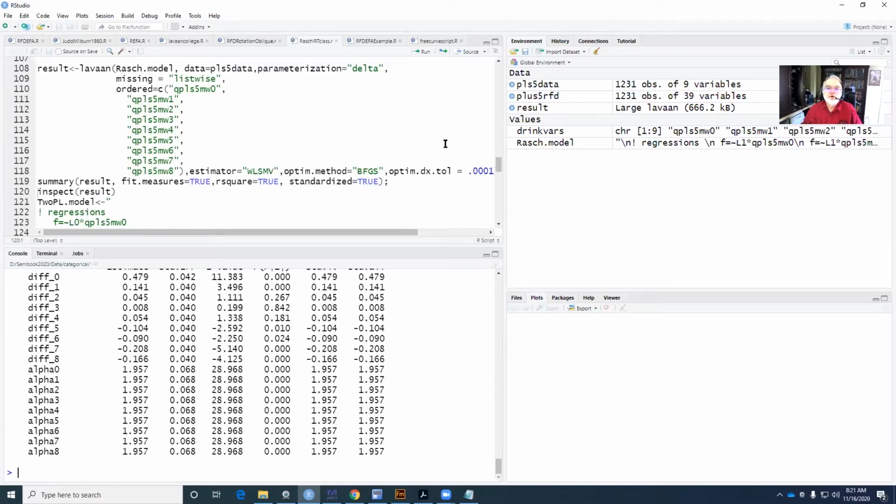I'll keep the chat bar open over here in case anybody wants to jump into the question in the chat bar.